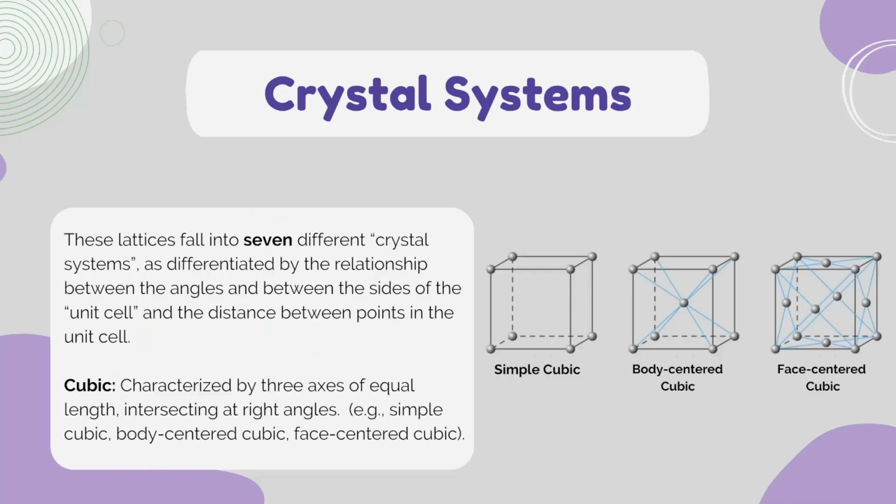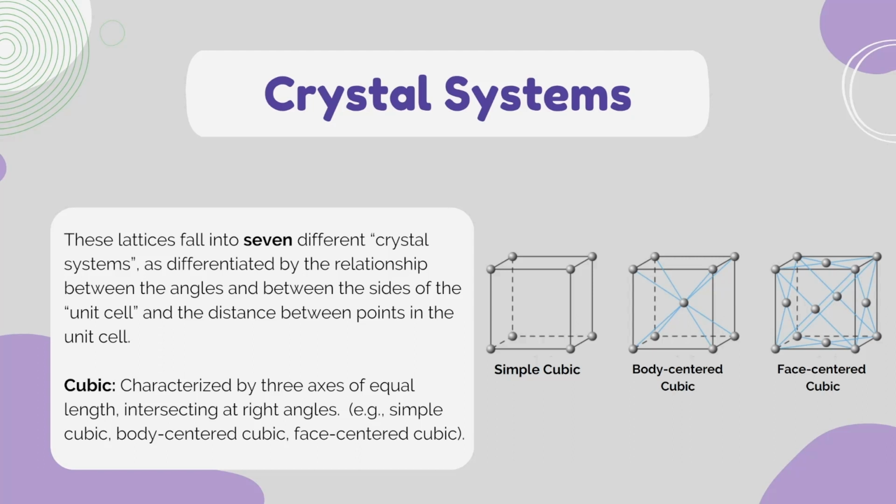A system refers to one of the many classes of crystals, space groups, and lattices. In crystallography terms, lattice systems and crystal systems are associated with each other with a slight difference based on their point groups. Crystals and space groups are divided into 7 crystal systems. The crystal systems are differentiated by the relationship between the angles between the sides of the unit cell and the distance between points in the unit cell.